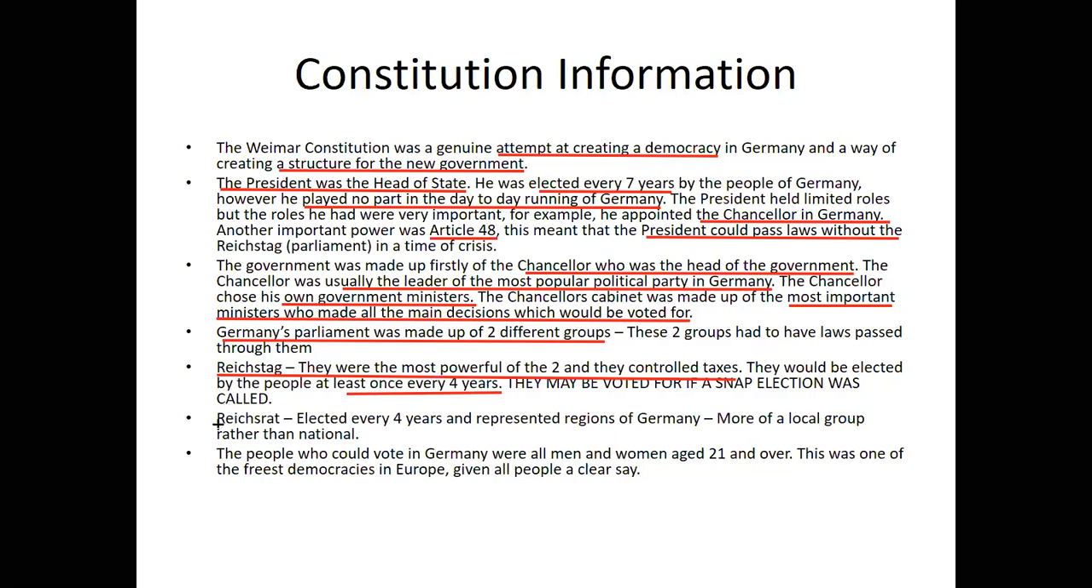And then you had the Reichsrat, which was elected every 4 years and represented regions of Germany. These were more of a local group rather than a national. They were your localized politics.